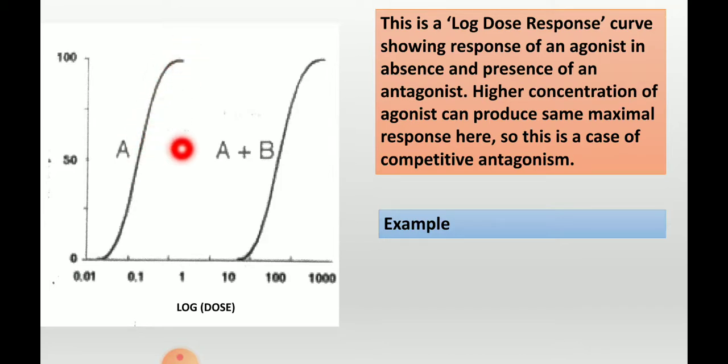And you will see there is a right-sided parallel shifting of the curve. It's a log dose response curve showing response of an agonist in absence and presence of an antagonist. Higher concentration of agonist can produce the same maximal response here. So this is a case of competitive antagonism.